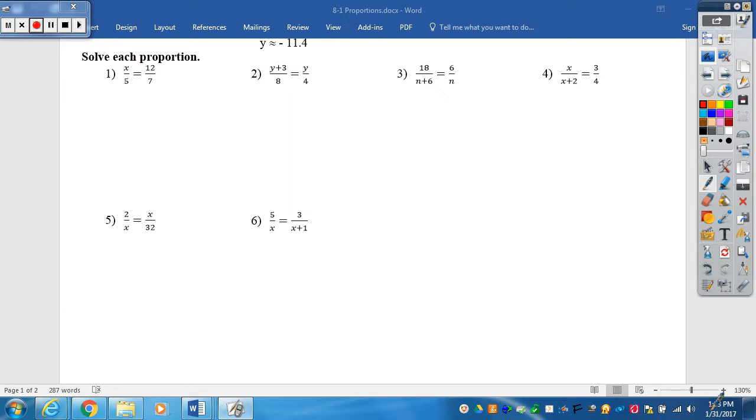Number 3, very similar. 18 times n. 6 times both terms here. 6 times n is 6n. 6 times 6 is 36. Now again, I'm going to solve for n. So I'm going to subtract 6n from both sides.